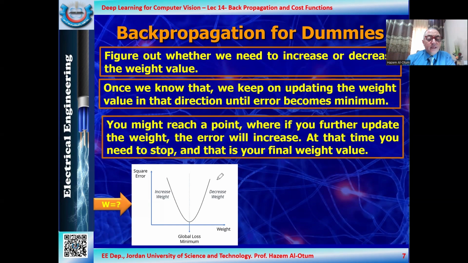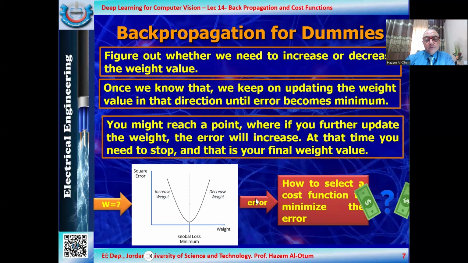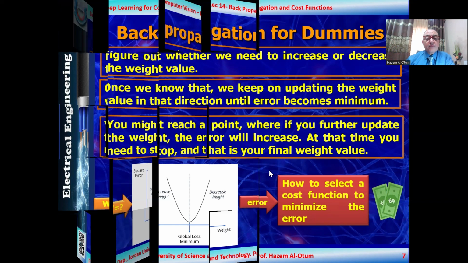In this case, we have the square error function as a cost function. So how do we select a cost function to minimize the error? This is a very important topic when dealing with backpropagation. What will be the cost function, or what will be the loss function, that can be used in order to get the neural network finalized at the training stage?